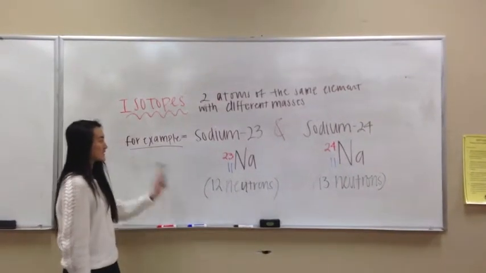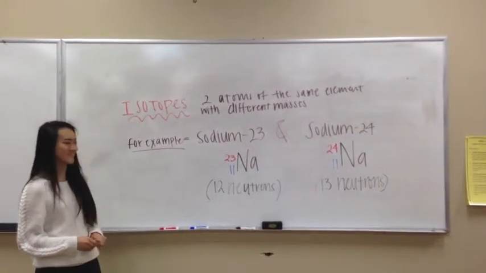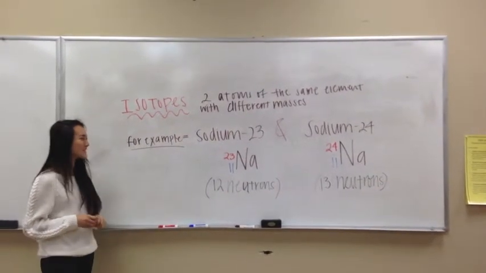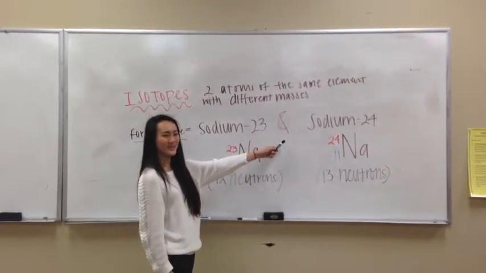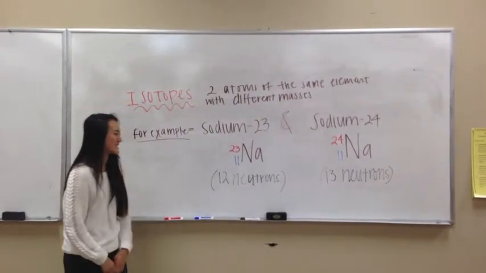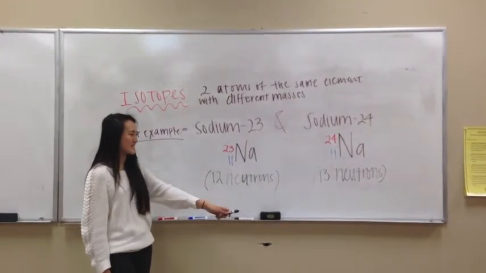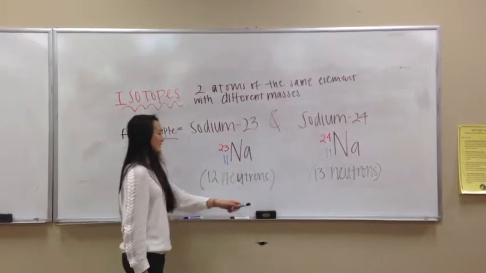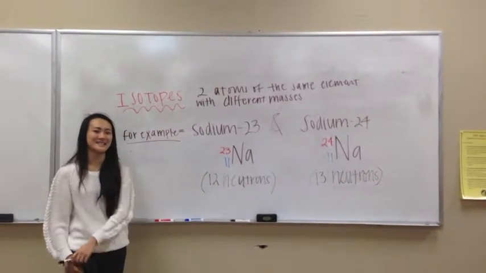So isotopes are two atoms of the same element, but they have different masses because of the different amounts of neutrons they have. So for example, sodium 23 and sodium 24 both have different masses because sodium 23 has 12 neutrons, but sodium 24 has 13 neutrons. But they still remain the same element because they have the same number of protons.